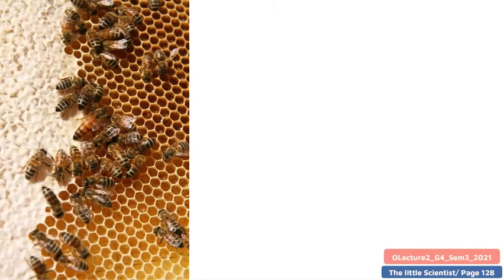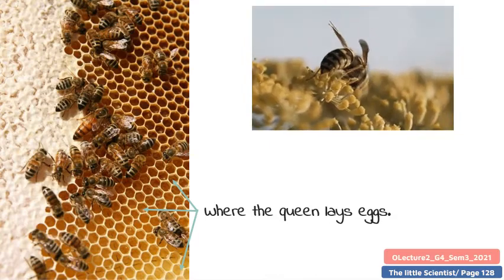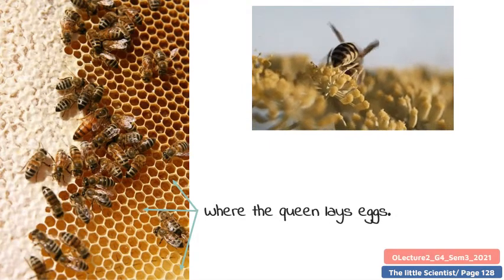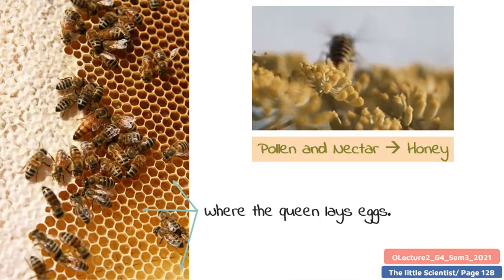A beehive is made of cells called a honeycomb. Bees use the upper part of the honeycomb to store pollen and honey, and they use the lower part to nurse the eggs, the larvae, and the pupa. As you can see right here, here is a worker bee. One of its jobs is to collect pollen and nectar, and to turn them into honey.